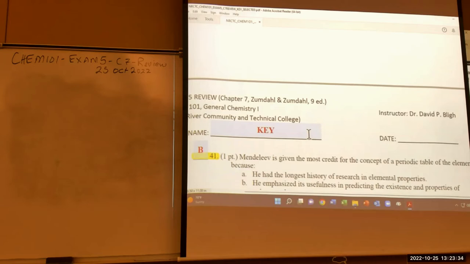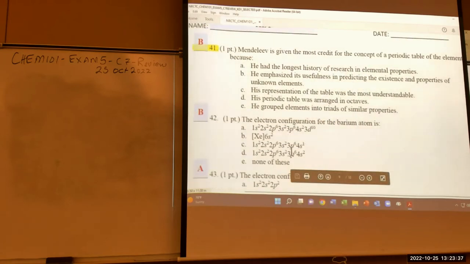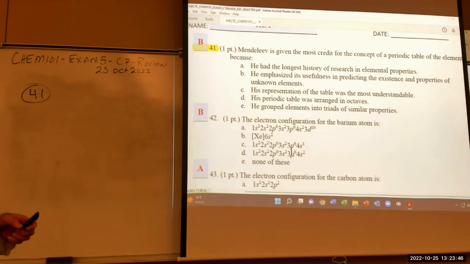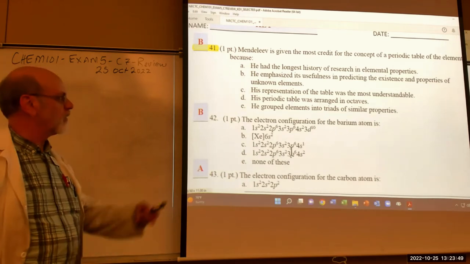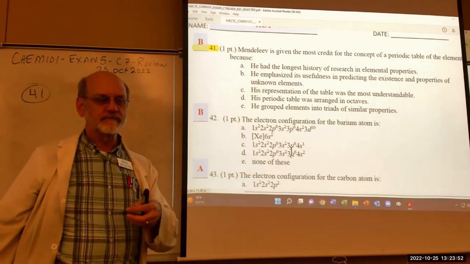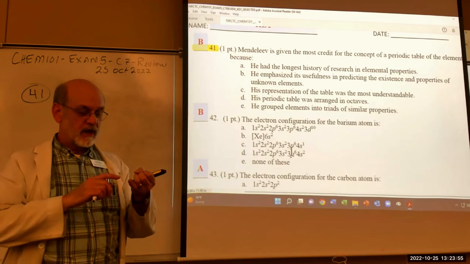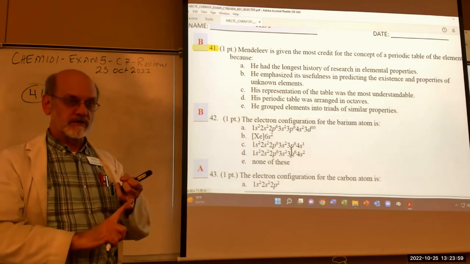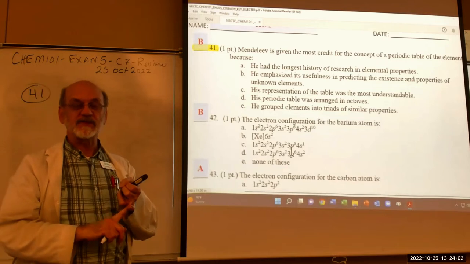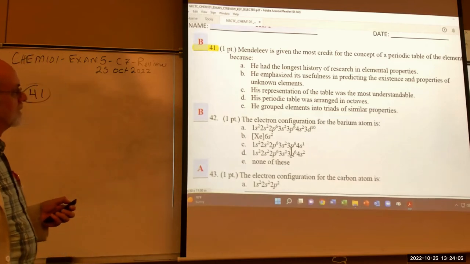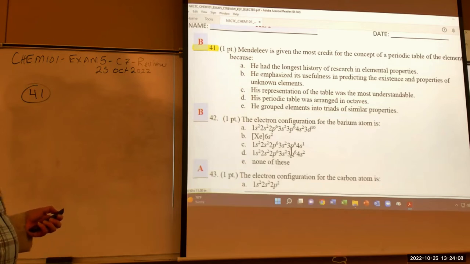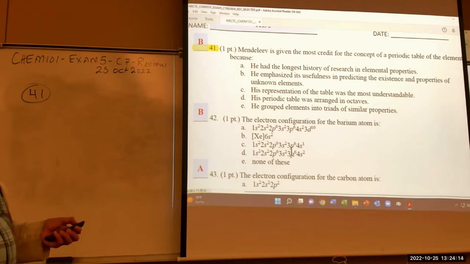Okay, 41. Mendeleev is given the most credit for the concept of a periodic table of elements, because before we even look at that, you should know the answer. He's given most credit because not only did he recognize patterns, he made predictions about missing elements based upon that information. So let's see which one fits. Longest history, nope. Emphasized usefulness in predicting the existence and properties of unknown elements. There it is right there. B.